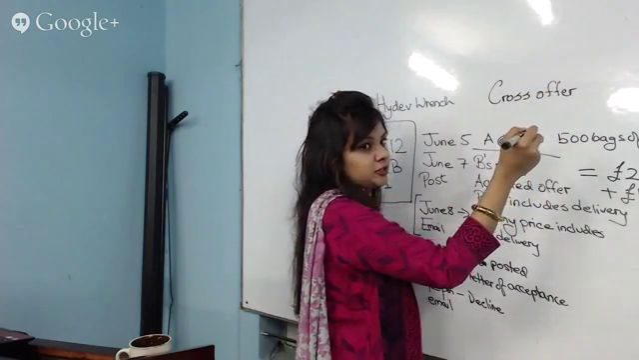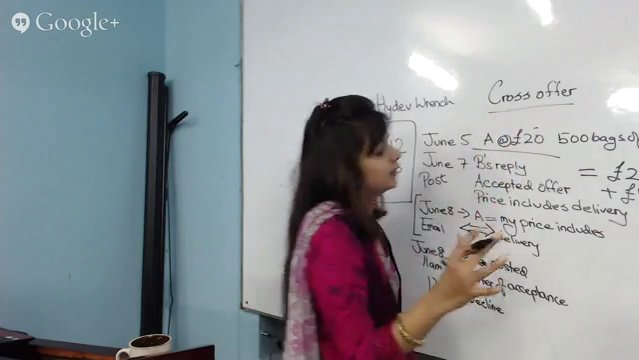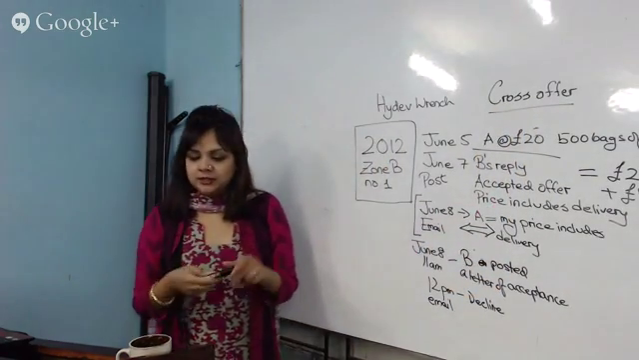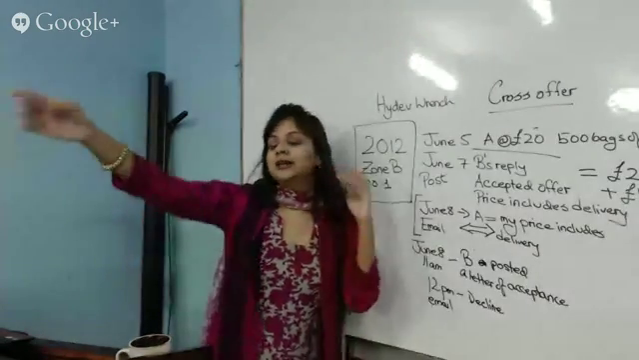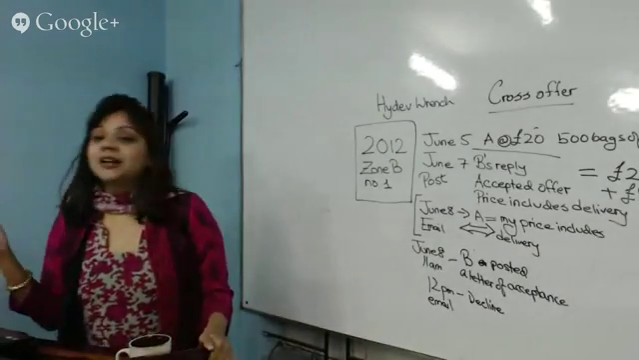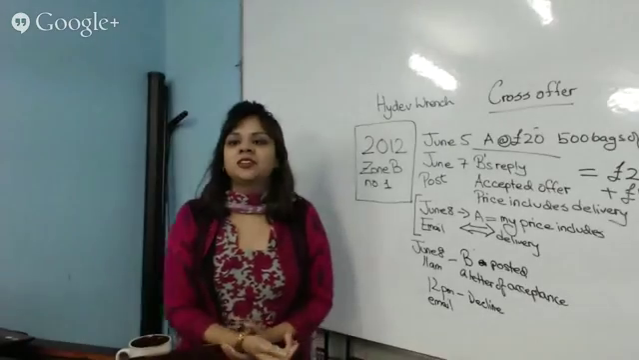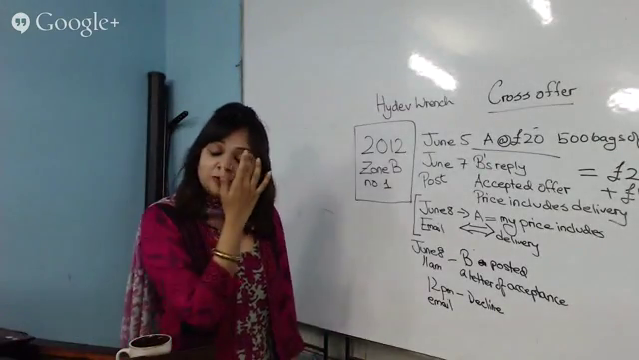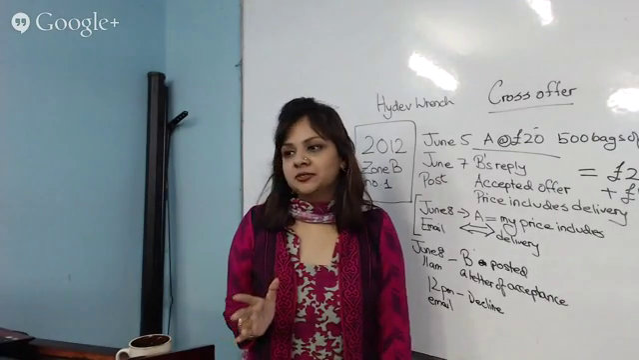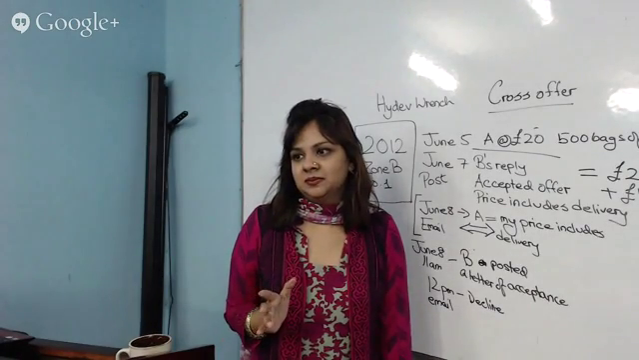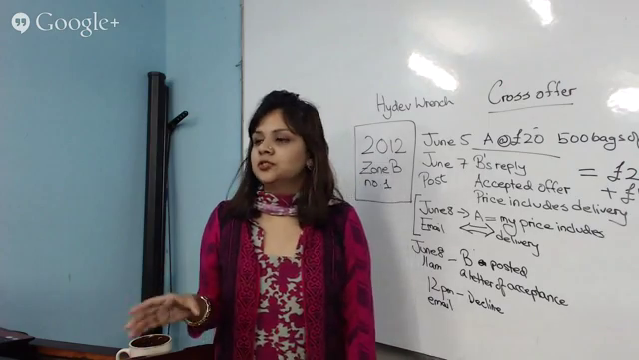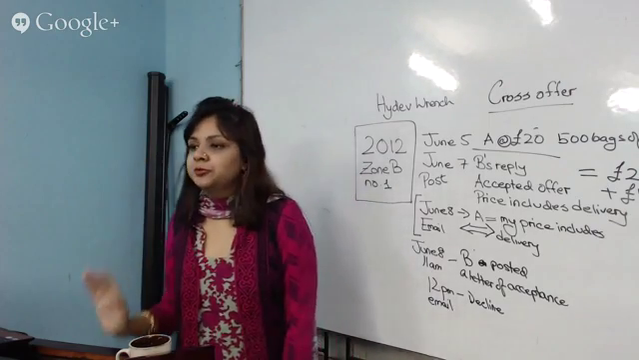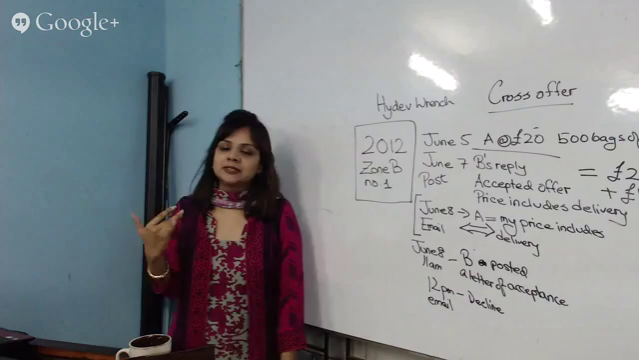You don't know about cross offer? Okay. Cross offer, say for example, I want to buy, I'm sorry, what's your name? Dhara's phone. I want to buy Dhara's phone. How much do you want to sell it for? I should say for X amount of money. Okay, I want to buy it for X amount of money.